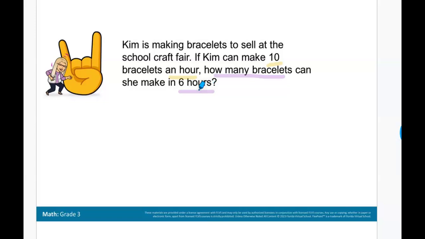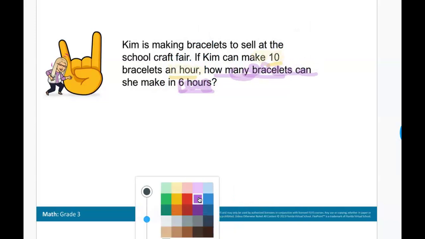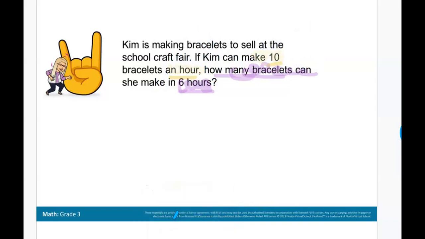Okay, so my first read was just reading for information. Kim's making bracelets to sell at the school craft fair. If Kim can make 10 bracelets in an hour, how many bracelets can she make in 6 hours? So I know that I want to focus on how many she can make in 6 hours, but I first needed to know how much she could make in 1 hour, which I found was 10. Now I'm going to do my third read and come up with a strategy. So Kim's making bracelets to sell at the school fair. She can make 10 in an hour.